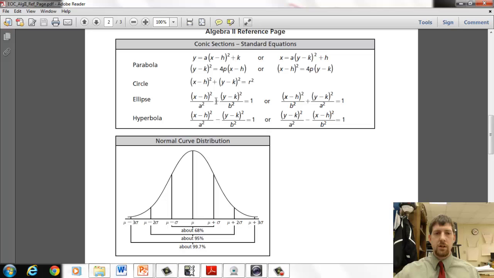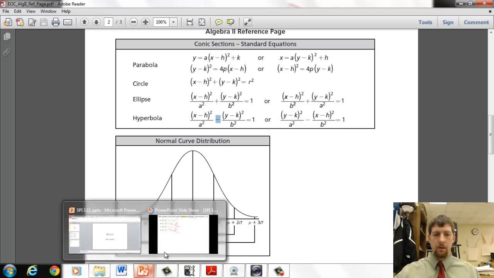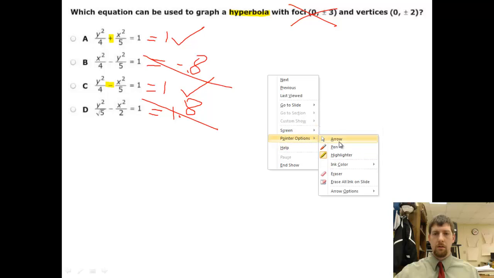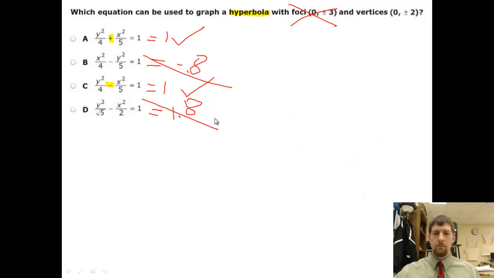Reference page is the page they give you at the beginning of the test. It tells me at the top of the second page the equation for ellipse and the equation for hyperbola. Well, what's the difference in the two? Ellipse has a plus sign in the middle. Hyperbola has a minus sign in the middle. So we needed a hyperbola, so we need the one with the minus sign. So that means A is no longer any good, and choice C is our correct answer.